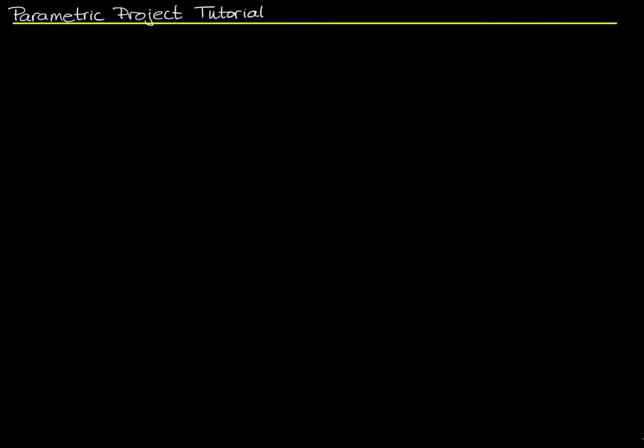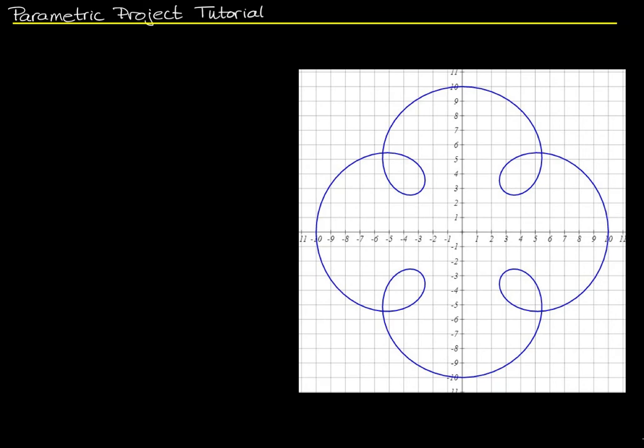So let's go ahead and get started. Let me show you the graph we're going to be working with for this particular problem. We have a graph, but no equations, and our job is to come up with equations.